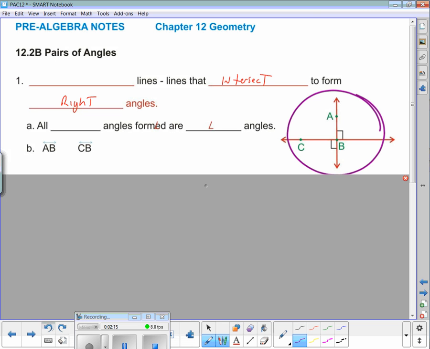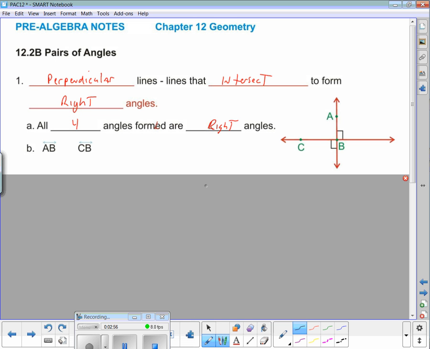So somebody raise your hand. What do we call lines that intersect to form right angles, Alexandra? Perpendicular lines. Perpendicular. P-E-R-P-E-N-D-I-C-U-L-A-R. All right, perpendicular lines. And they are lines that intersect to form right angles. And in reality, you get 4 right angles. So all 4 angles formed are right angles.